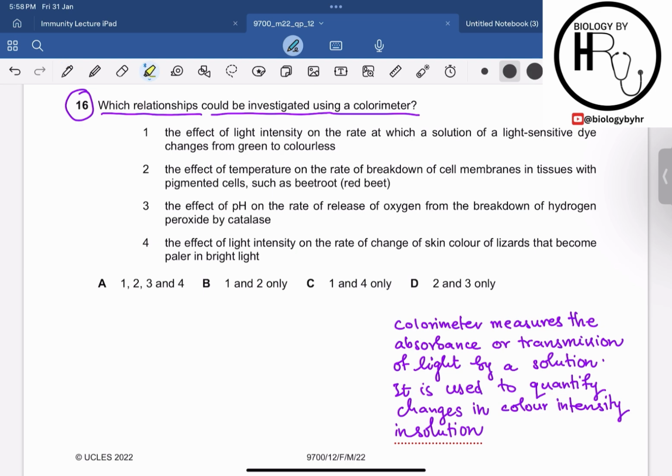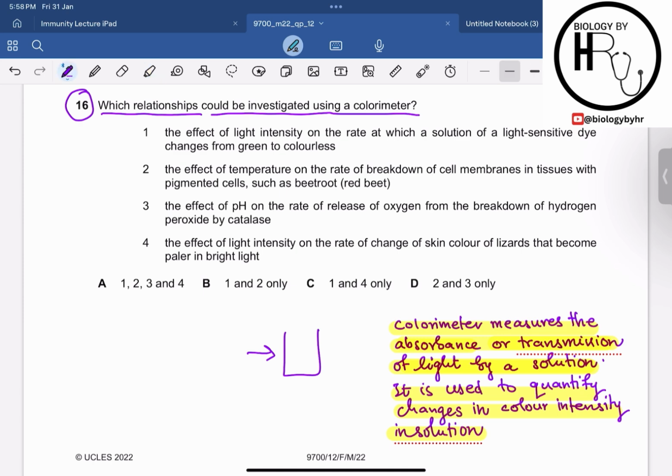If I talk about the colorimeter, what is a colorimeter? It is an instrument which is used to measure the absorbance or the transmission of the light by a solution, right? You will simply place a solution and strike a light on it and measure the absorbance or the transmission of the light by the solution, right? So what is the benefit of it? It is used to quantify changes in the color intensity in a solution, right? It will help you to quantify the changes in the color intensity in a solution.